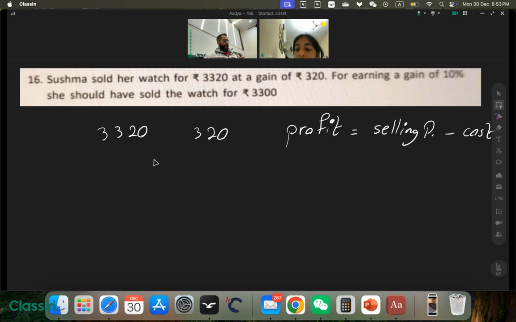If we're earning a gain of 10%, she should have sold. Okay, so this is one sentence, and this is another sentence. So there are two number statements. A sentence in math is called a number statement. Now, when she had a watch, what was the profit? We said the profit is 320. What was the selling price? 3,320. So how much was the cost?